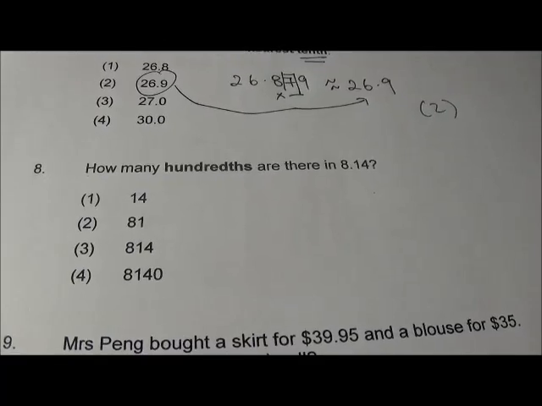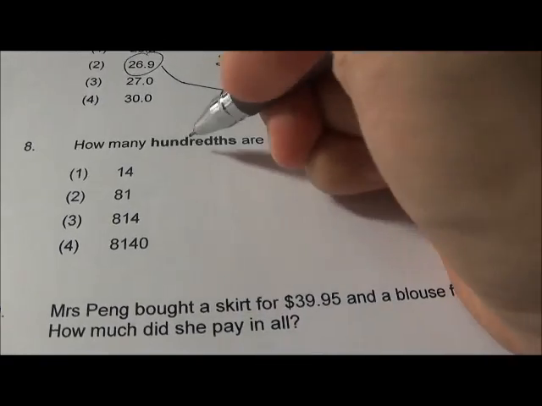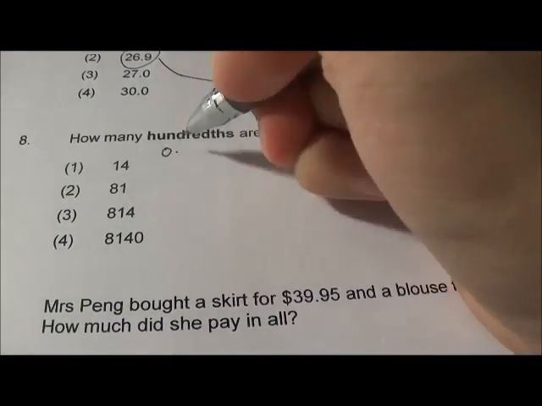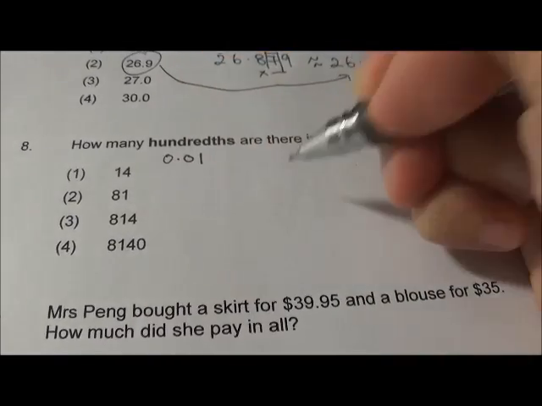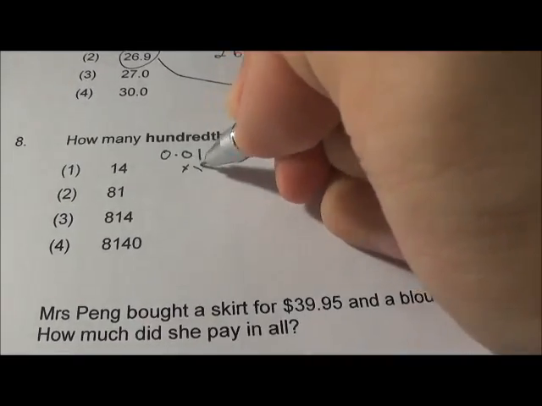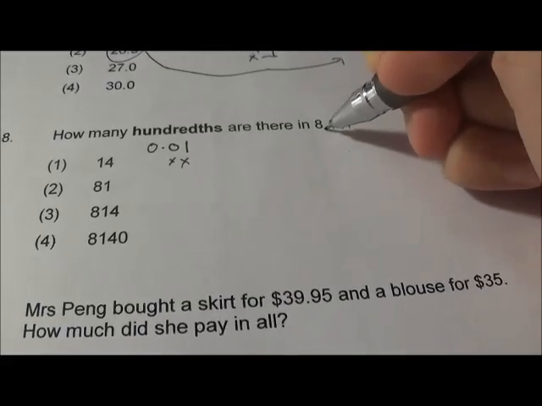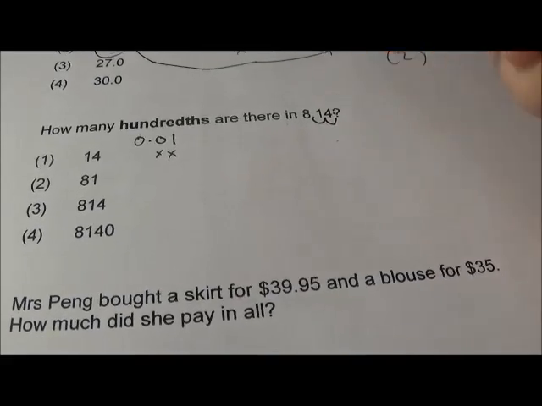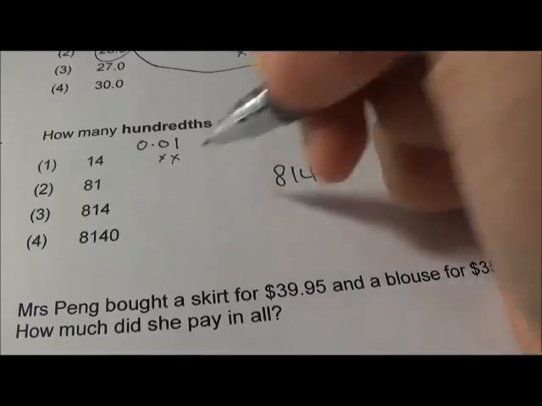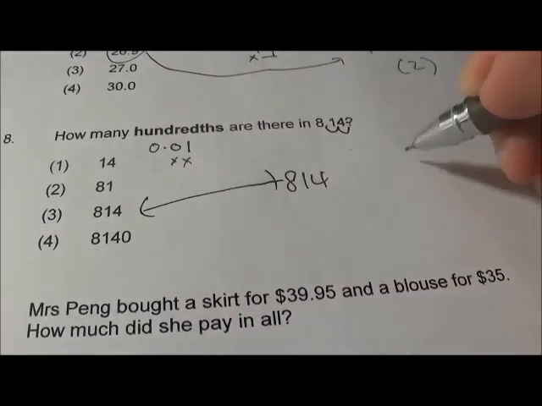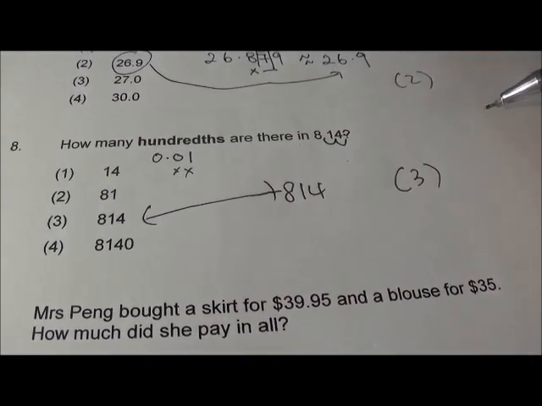How many hundredths are there in 8.14? Okay, the hundredth must be 0.01. Alright, so that's 2 decimal places. So we move back 1, 2, we'll have 814. Okay, so answer for question 8 is 3.